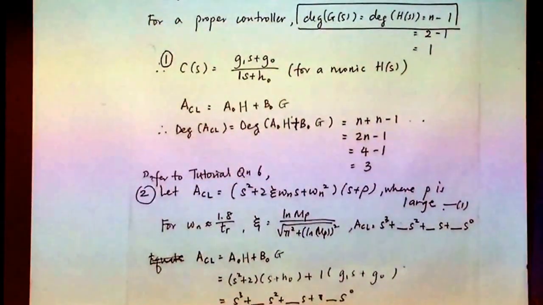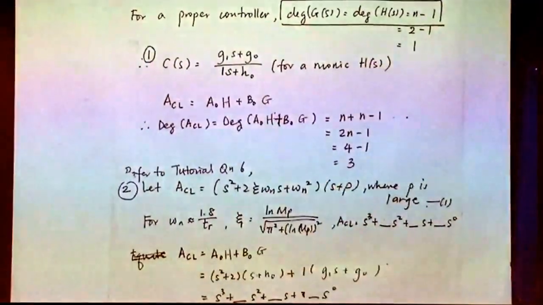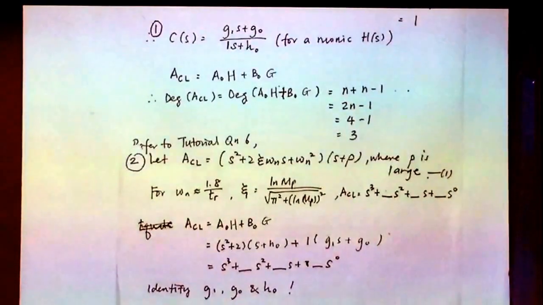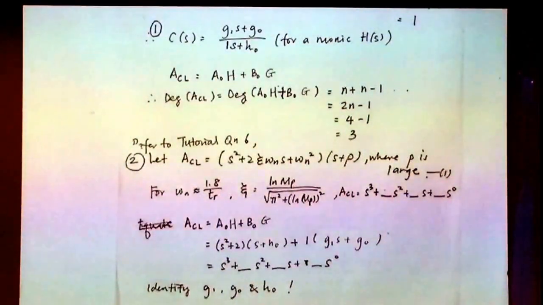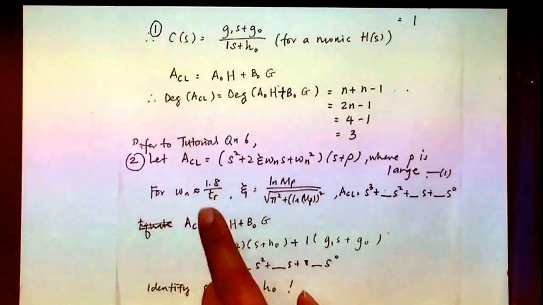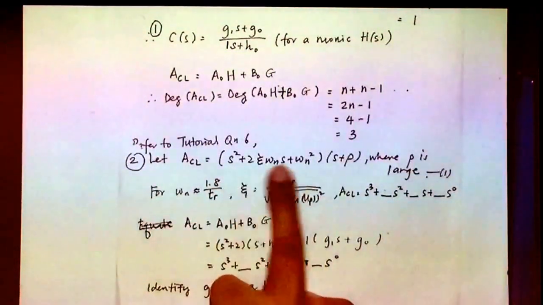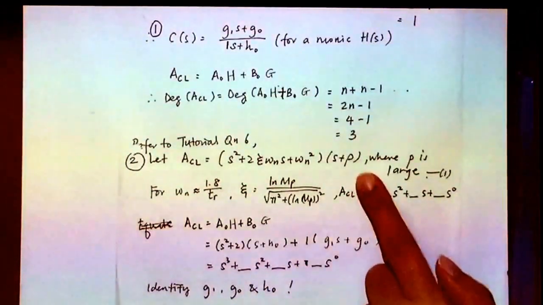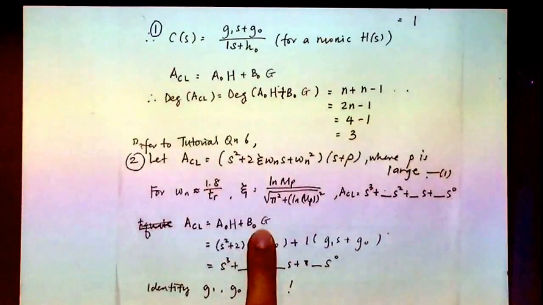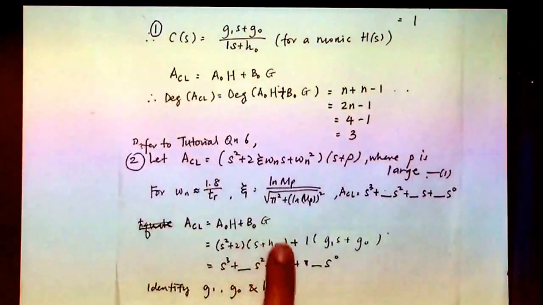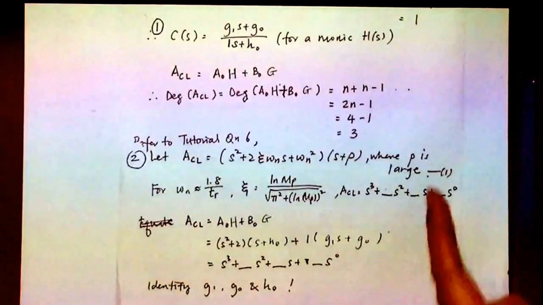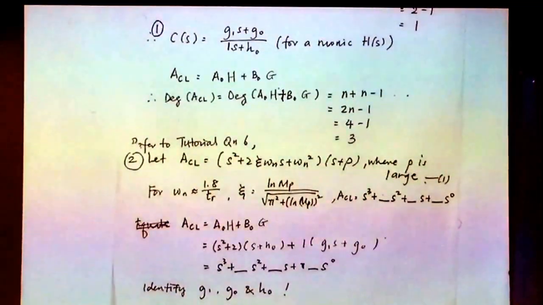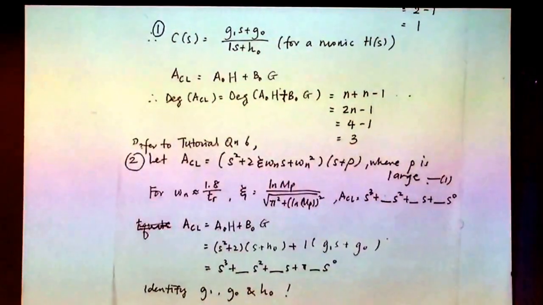And then, from there, you can check the order of your ACL. So you know that you need to form a third order polynomial. If you are given a rise time and overshoot, you know your second order polynomial here, which is another pole far away, so it disappears. Now that you've got this, and you know ACL is A naught H plus B naught G, just substitute A naught, H, B naught, and G inside, and compare these two equations, compare the coefficients, and you get your controller parameters. Okay? So this is for a proper controller.